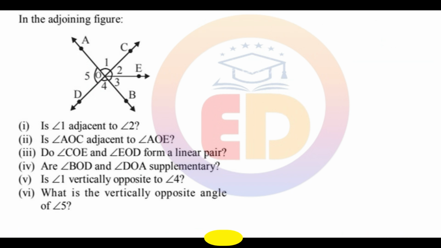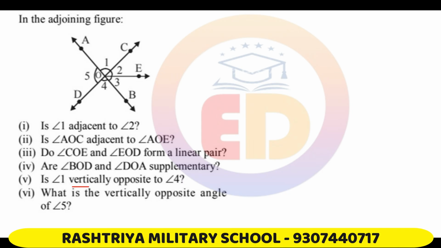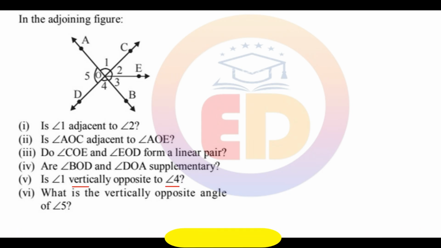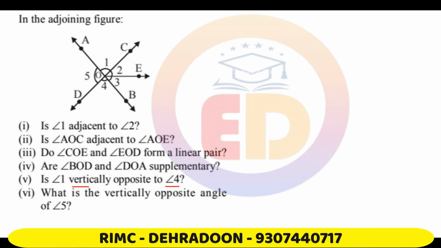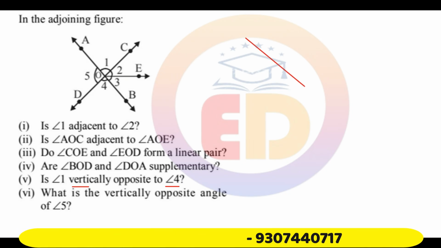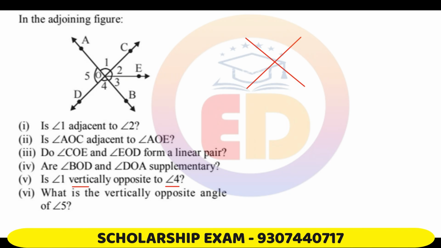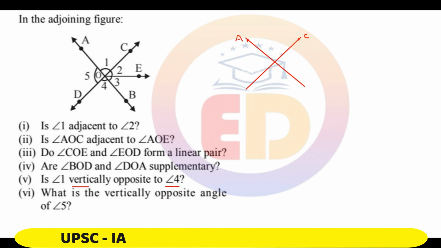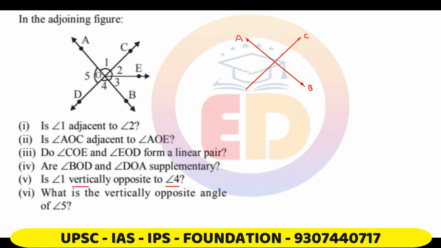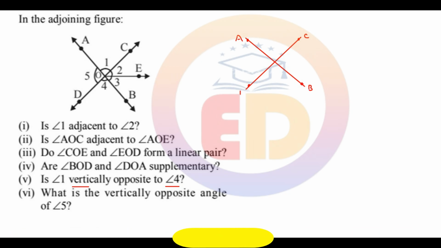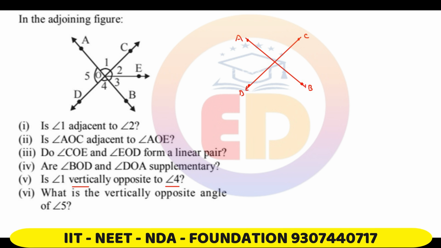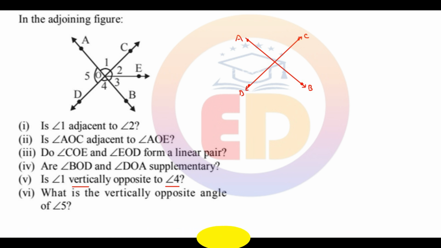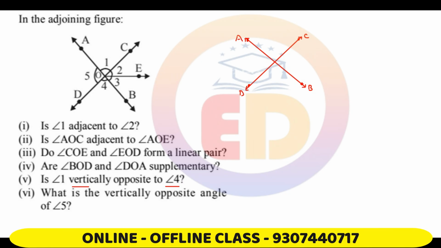Next, question number 5, is angle 1 vertically opposite to angle 4? Now, when two lines intersect each other at a common point, the opposite angles are called vertically opposite angles. Here, the lines AB and CD, you can see they are intersecting lines. Sorry, not bisecting, they are intersecting lines.